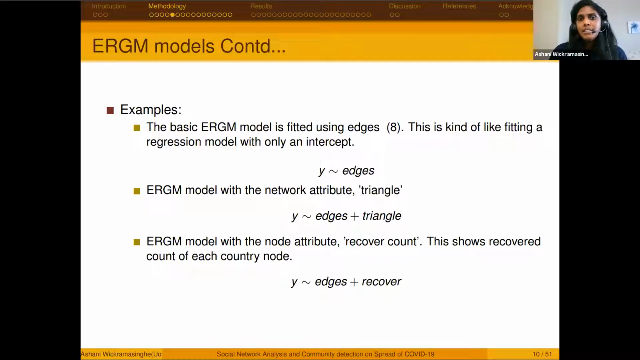We can add network attributes also like this. Triangle is a network attribute. So here, this is how we can add a network attribute to our model. Also, we can add node attributes, which explain the nodes. For example, we can add the recovered count of each country node like here and check whether it increased the probability of having a link between these two nodes.